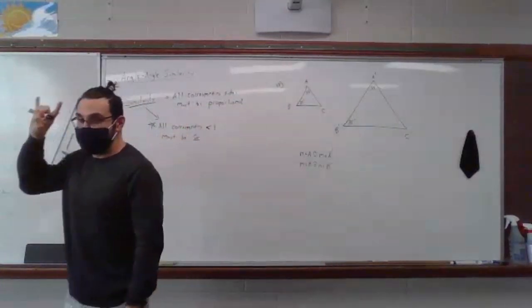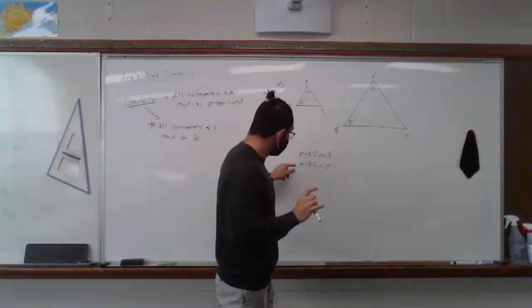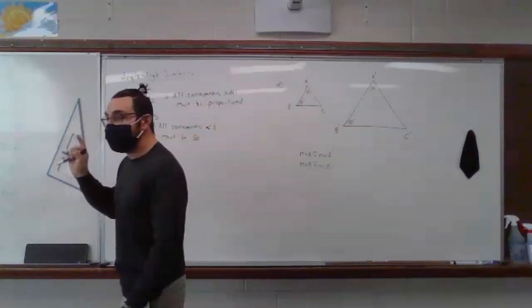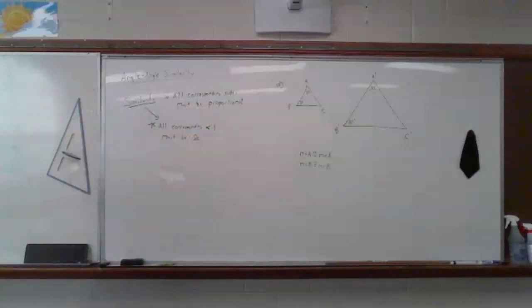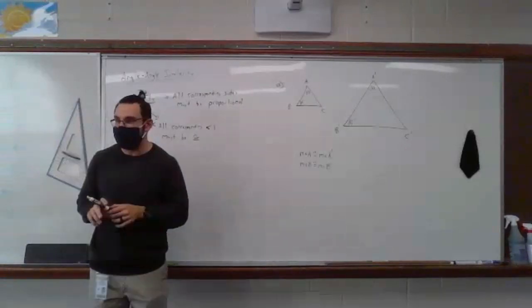If we've got two sets, and that's the key, one set, two sets. If we have two sets of corresponding angles that are congruent, our triangles are similar.